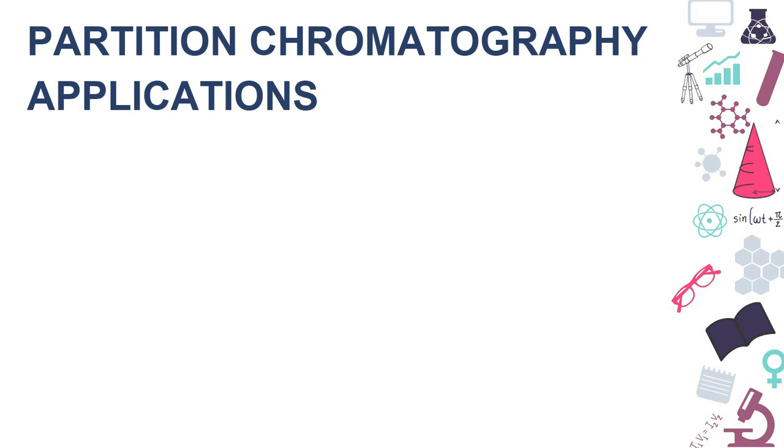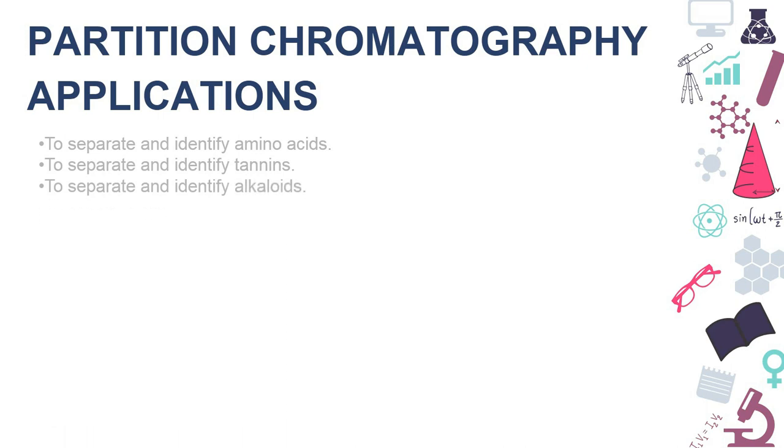And partition chromatography has certain applications as well. It is used to identify amino acids like other chromatography done. It is also helpful to separate and identify tannins, to separate and identify alkaloids, and identify carbohydrates as well, as well as in the case of glycosides.